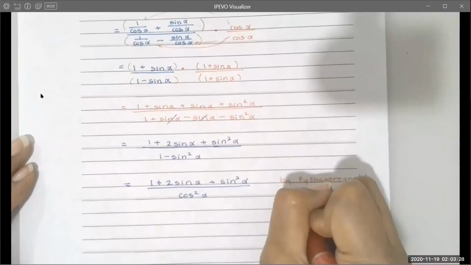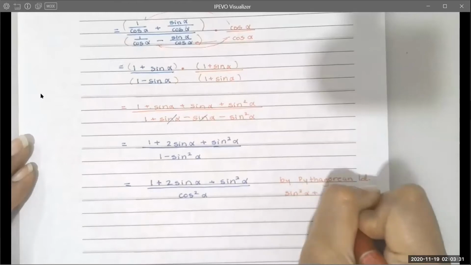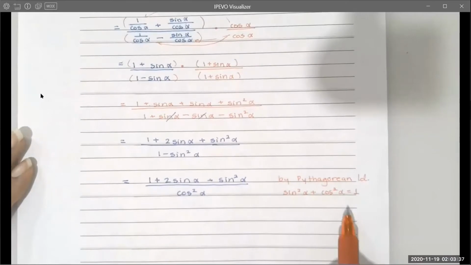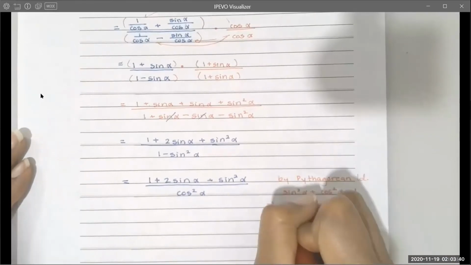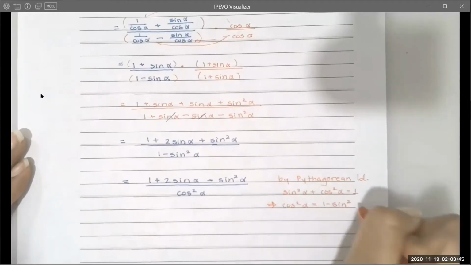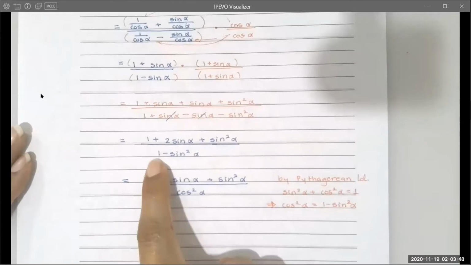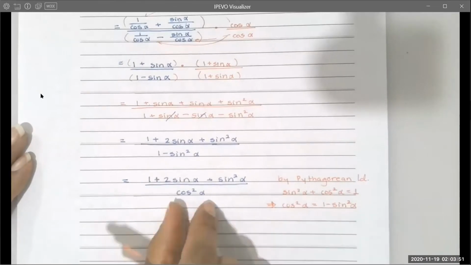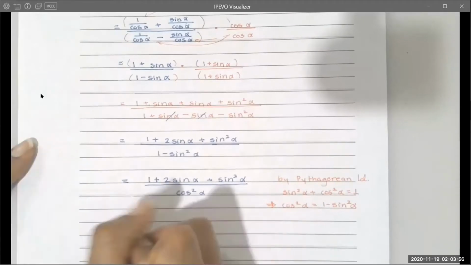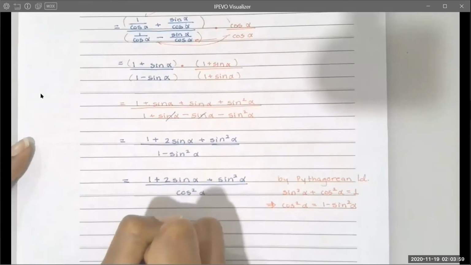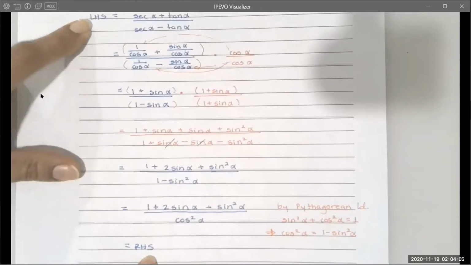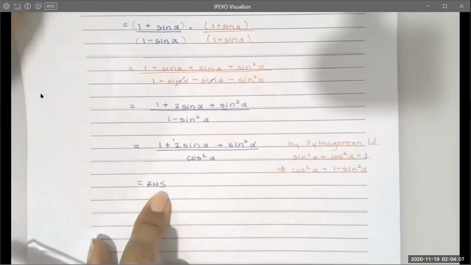And I'll write it here so that, again, we see what was done. The original identity is this. And then if we solve for cosine squared, that means we have 1 minus sine squared alpha. So we're replacing this 1 minus sine squared alpha with cosine squared alpha. And so now this is the right-hand side. So this whole work shows that the left-hand side and right-hand side will be equal regardless of what angle you have for alpha. So this is an identity.